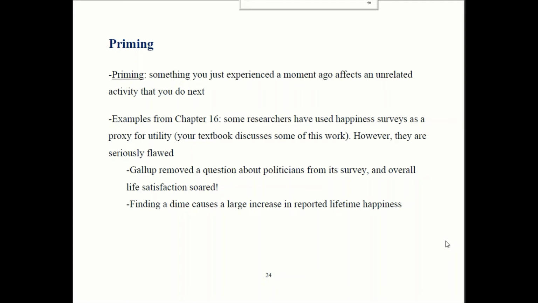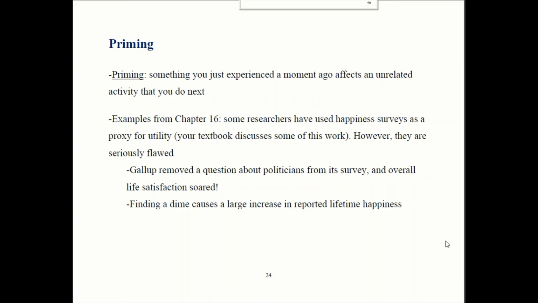So Gallup's a polling organization. They ask questions about politics and life and economics, other stuff. So one question they ask people regularly is, how happy are you feeling with your life overall? So one day, Gallup altered their survey. They used to have a question about politicians, and then they ask about happiness. They dropped that question, and people's happiness suddenly increased. What was going on there?